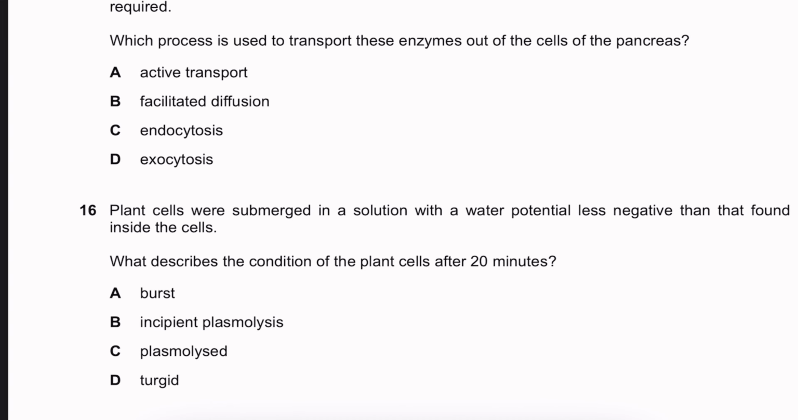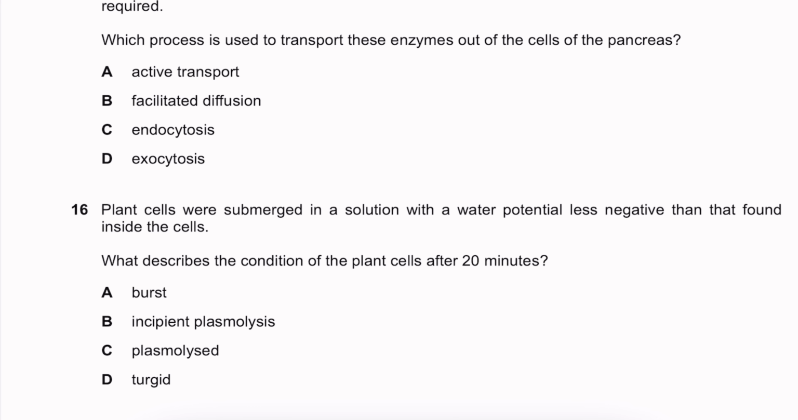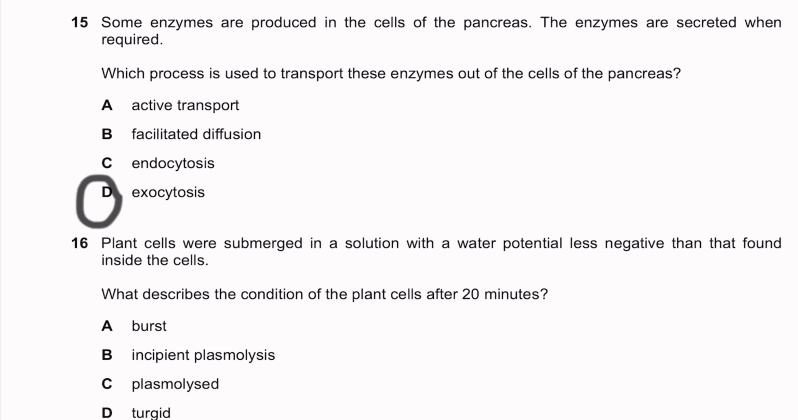15. Some enzymes are produced in cells of the pancreas. The enzymes are secreted when required. Which process is used to transport these enzymes out of the cells of the pancreas? Enzymes are going to be secreted when required, and so that's going to be released by exocytosis.